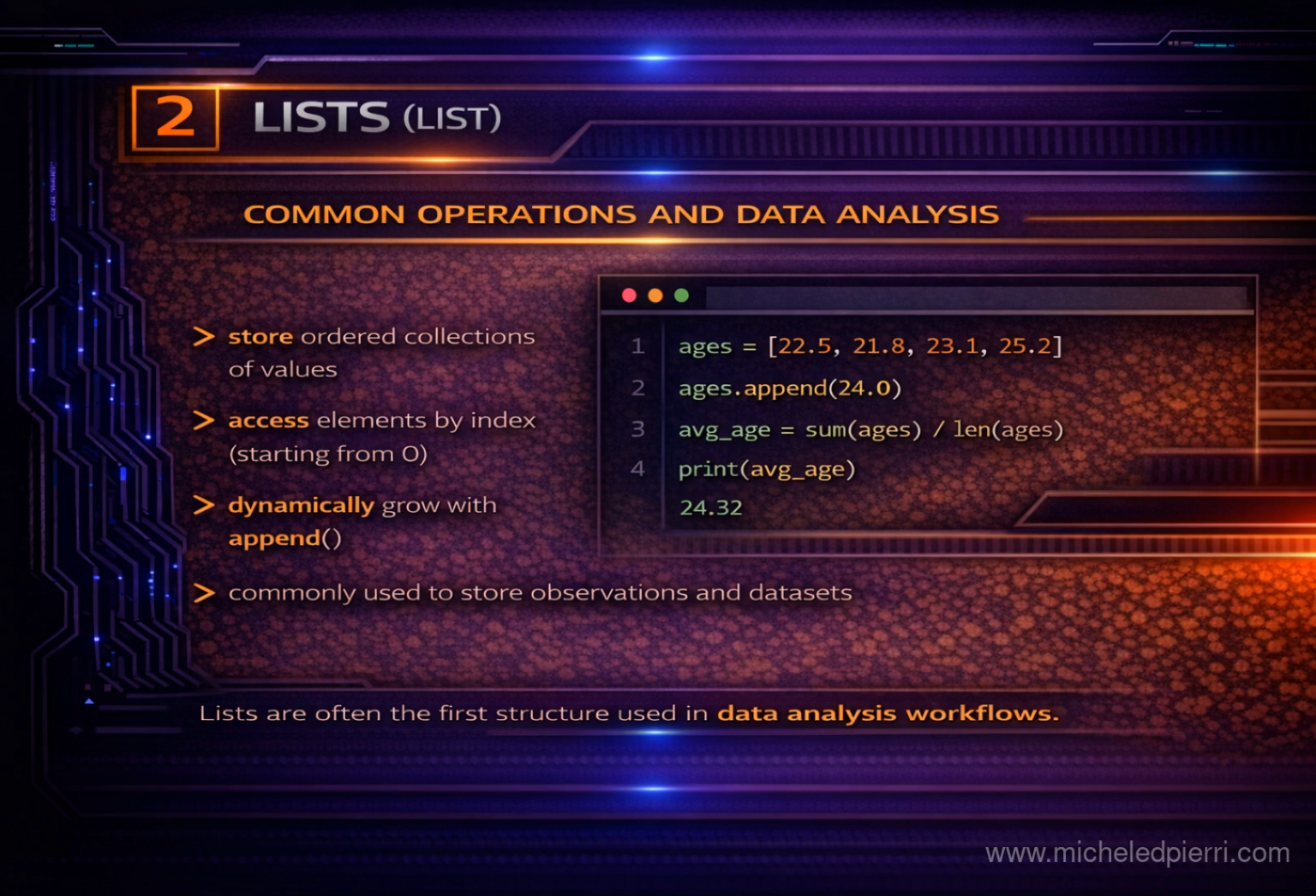Let's walk through the code on the right. First, we create a list called ages with 4 float values, so we're clearly treating it like a small dataset. Then we call append with a new value. That line modifies the same list in place by adding one more observation at the end. After that, we compute an average by taking the total with sum and dividing by the number of elements with len, storing the result in average_age. Finally, we print it, and you can see the numeric output produced by that calculation.